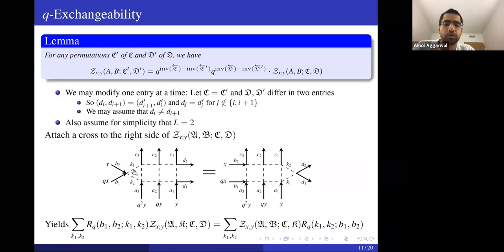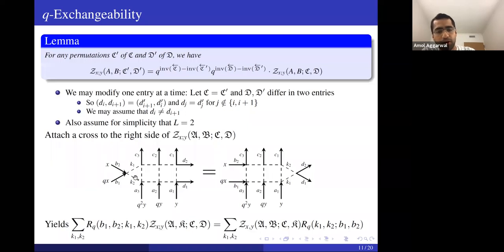So I'm going to attach a cross. I'll start out with my bundled partition function, Z, x, y, a, b, c, d. And I'm going to attach a cross to both sides of it. Okay, so I'll attach a cross to the left here, and I'll attach a cross to the right here. And Yang-Baxter tells me that I can attach the cross either way, and I don't change the partition function. Okay, so in particular, what I get is that.